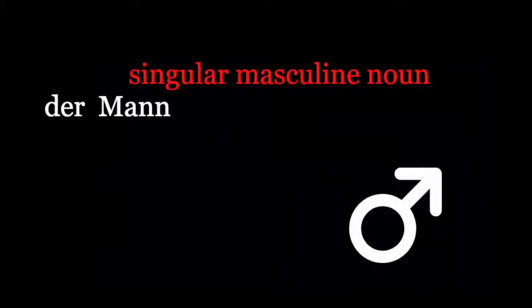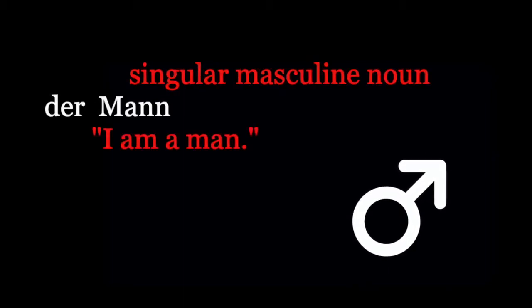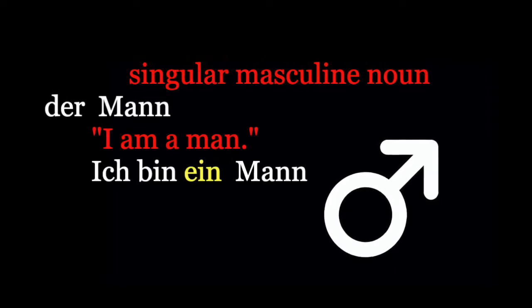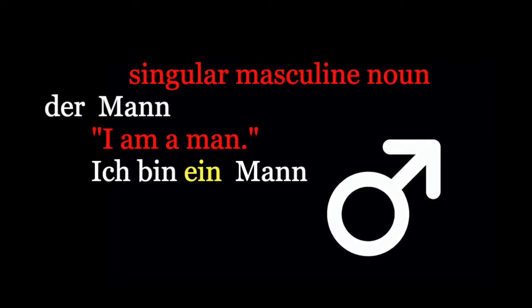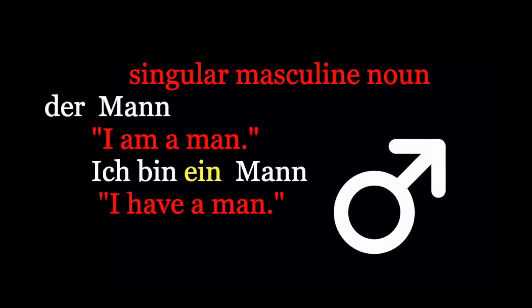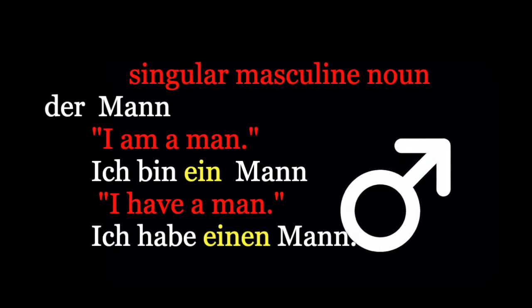Let's take for instance the noun der Mann, the man, and you want to say, I am a man. That is, ich bin ein Mann. However, let's say you're the wife and you want to say that you have a man. Then you say, ich habe einen Mann.